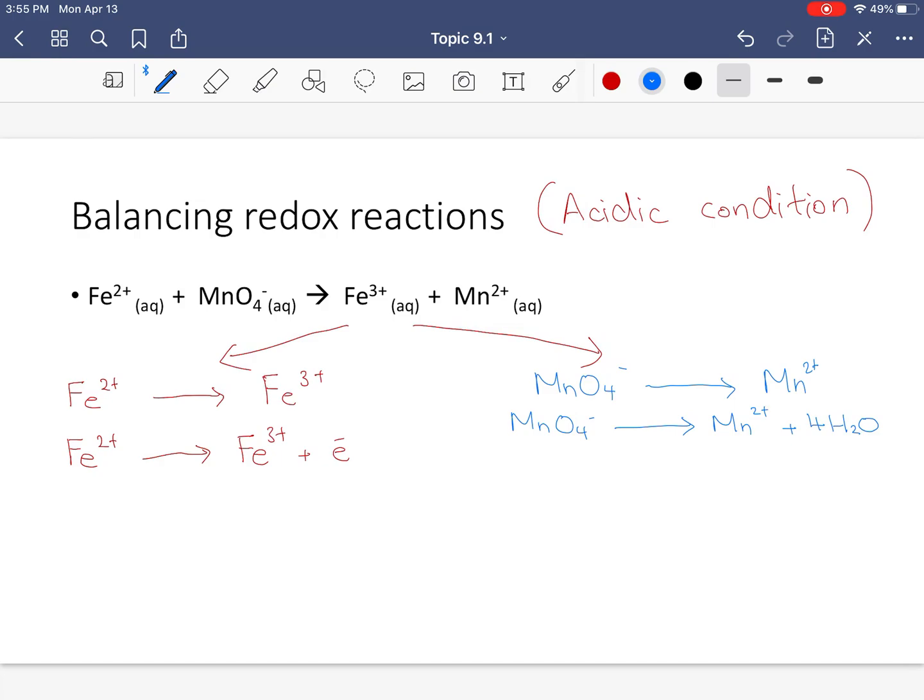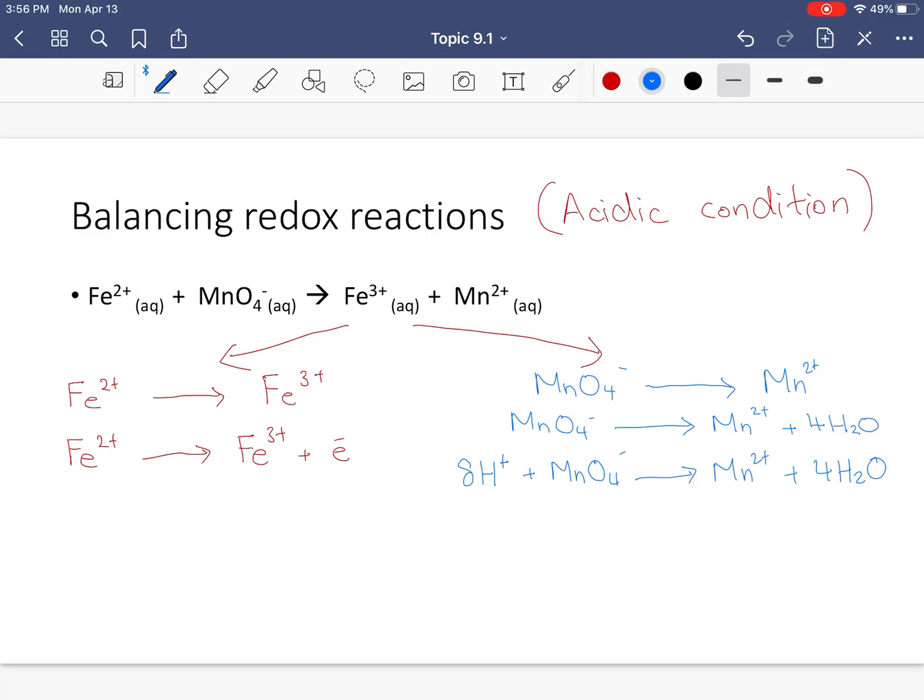But wait a minute. You added hydrogen. In total, you actually added 8 hydrogens. Hey, another rule here is this. You can always add hydrogen ions. In fact, because there's 8 hydrogen on the right side, I'm going to add 8 hydrogen ions. I'm allowed to do that. Look, things are balanced. Manganese is balanced, hydrogen is balanced, oxygen is balanced.